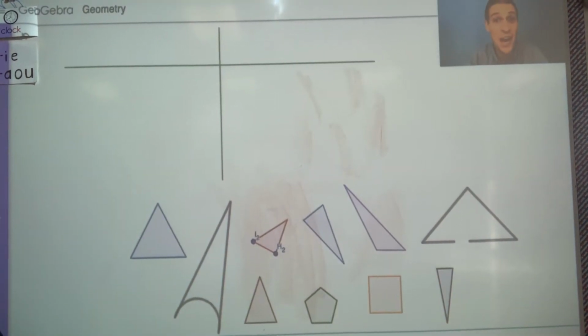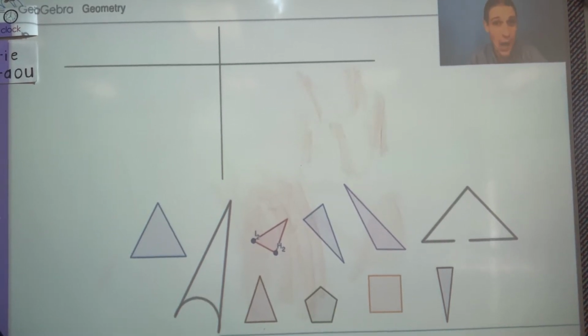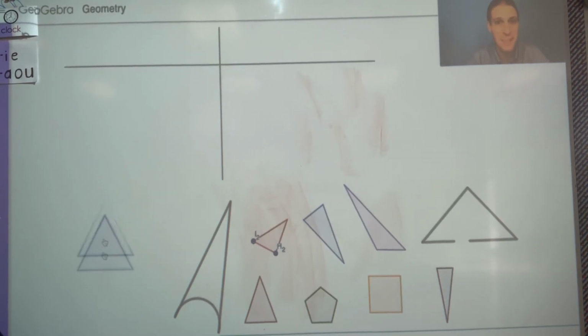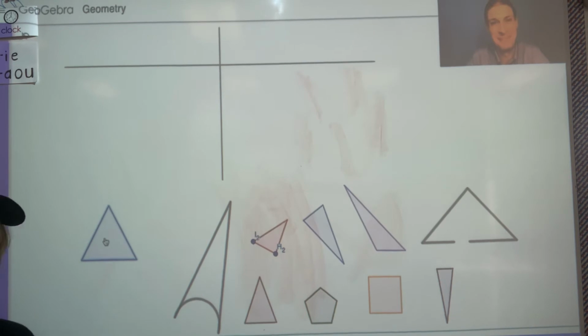Today, we are going to look at some more shapes and see what you notice. All right, let's get started. Look at my cursor. Look at this blue shape that I've picked up and am moving around. Let's look at this blue shape first. Tell me, what do you notice about this blue shape?